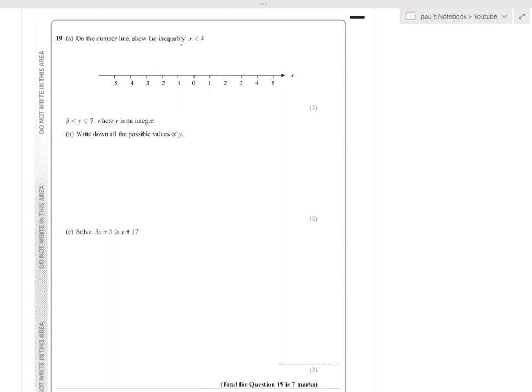On the number line, show the inequality x is less than 4. So, less than 4. So do that. 4, open circle, because it's just less than, and then do that.